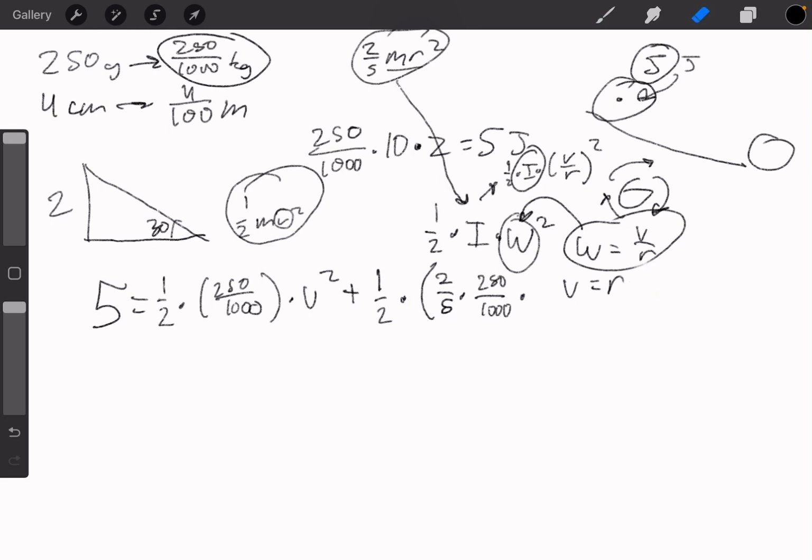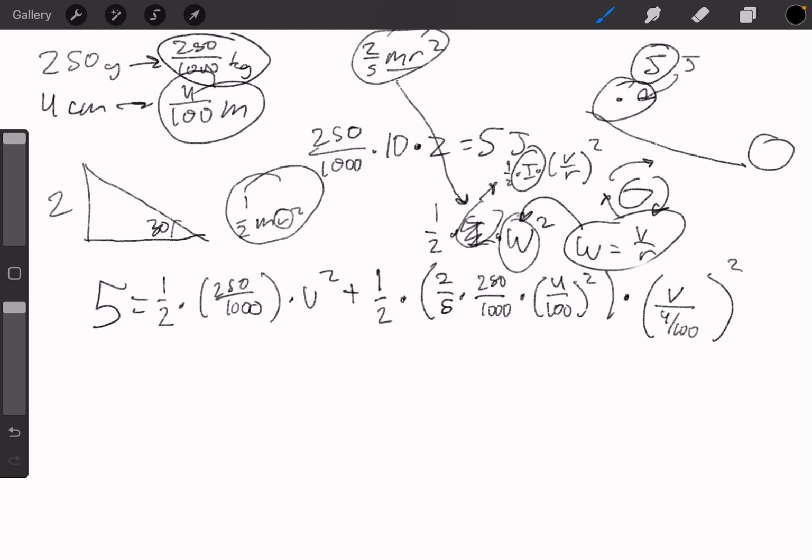Let me erase this over here so I get a little room to write. Sorry, guys. And times the radius squared, which is 4 over 100 squared. So that's the moment of inertia part completed. Now we need to multiply that by W squared, and W is equal to V over R. We don't know V, which is what we're trying to solve for. So we have V over R, and R is 4 over 100 meters, squared.